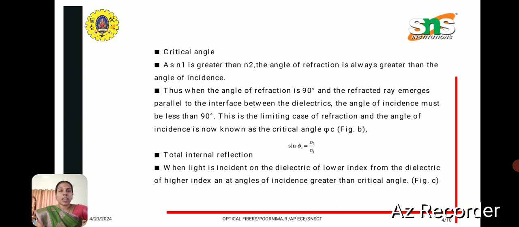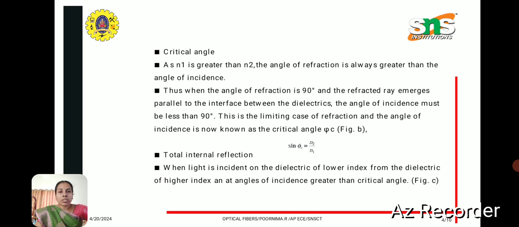First, the critical angle. As n1 is greater than n2, the angle of refraction is always greater than the angle of incidence. Thus when the angle of refraction is 90 degrees, the refracted ray emerges parallel to the interface between the dielectrics, as we have seen in the previous diagram. So the angle of incidence must be less than 90. This is the limiting case of refraction, and the angle of incidence is known as the critical angle. The relation is given by sine of the critical angle equals n2 by n1.